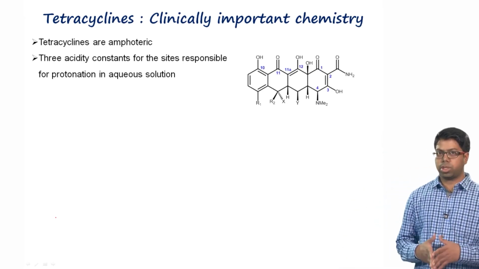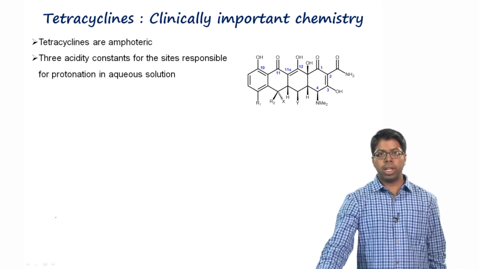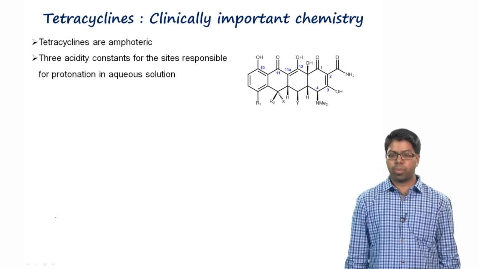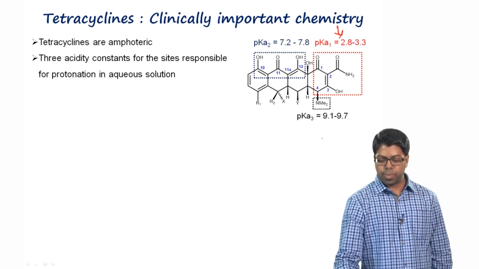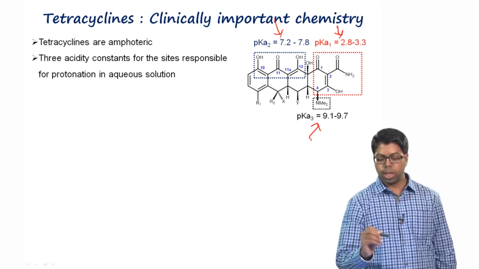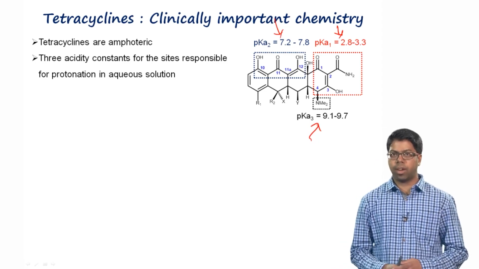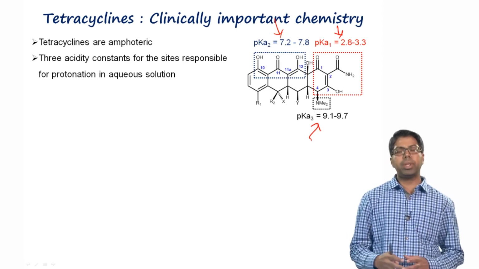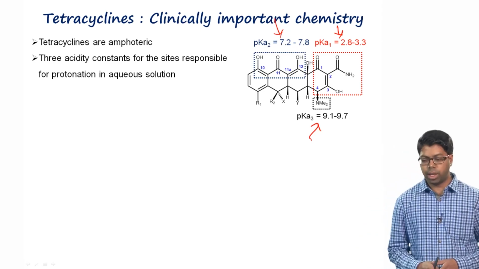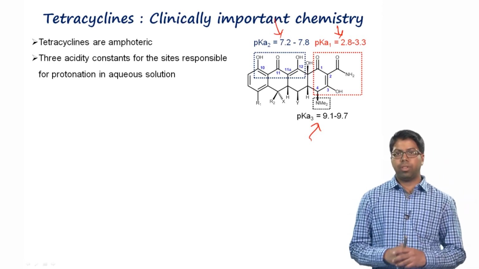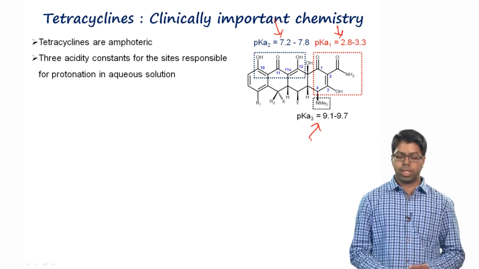Tetracyclines are amphoteric compounds, meaning they can form salt with either an acid or a base, and they have 3 acidity constants which are responsible for protonation in aqueous solutions. So, this is the first pKa, this is pKa 2 and this is pKa 3. Here, the conjugated ketoenol system at C1 to C3 is acidic with an average pKa of 3. The dimethyl amino functional group at the C4 position is basic with an average pKa of 9. Likewise, the conjugated phenolic enone system at C10 to C12 is neutral with an average pKa of 7.